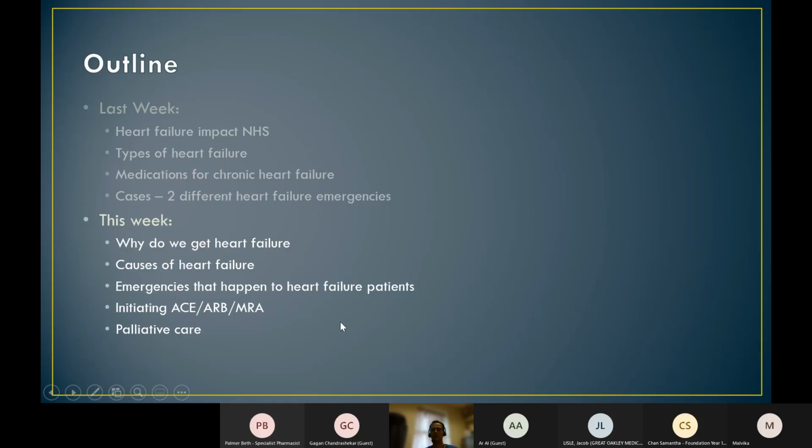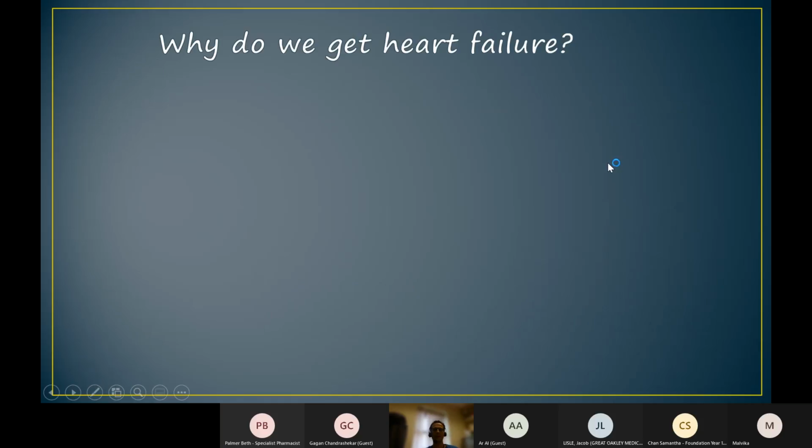And I'll also talk a little bit about palliative care. So why do we get heart failure? This is my pathophysiology of heart failure section, which I'm sure has you absolutely salivating with anticipation. So can you tell me why you get heart failure? Why is it that heart failure is a syndrome?